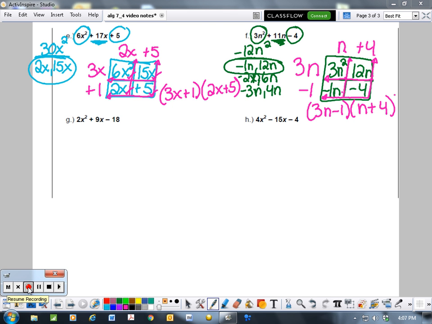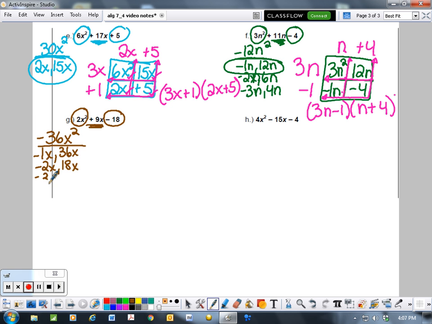Okay, so we're going to move on to the next one. Again, using the box method, so multiply first and last. So we get negative 36x squared. We're going to make our list. We want our answer to add to be positive, so our bigger number is going to be positive. So negative 1x and 36x, negative 2x and 18x, negative 3x and 12x, negative 4x and 9x, negative 6x and 6x. So what adds to be negative 9?